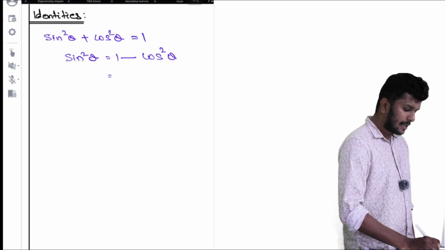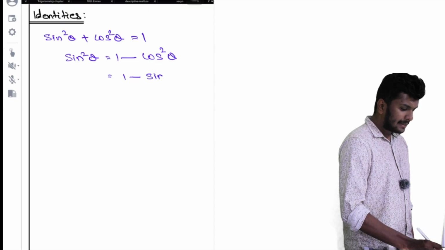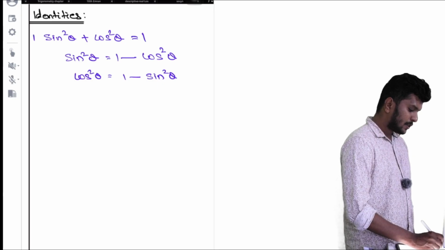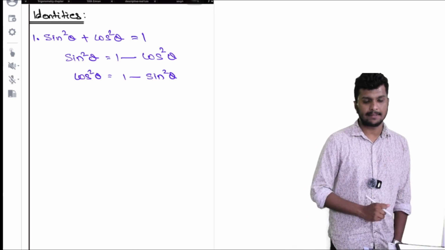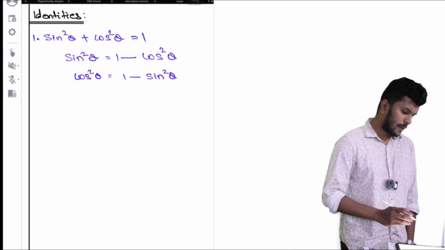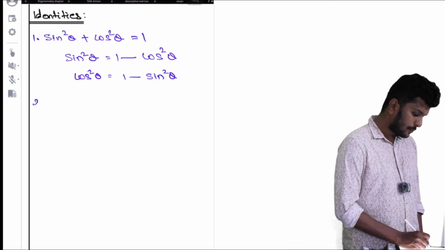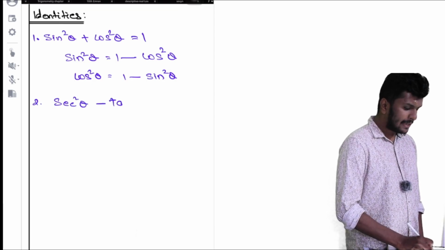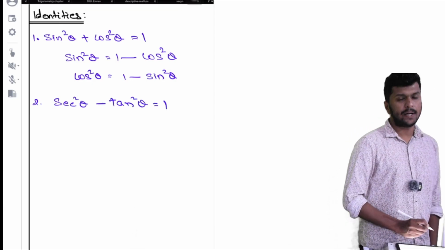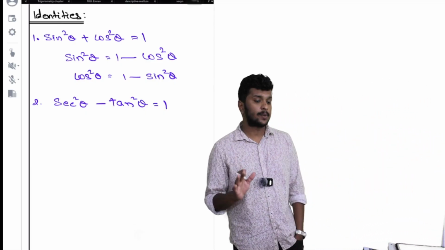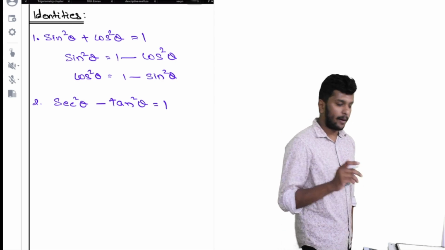So that implies 1 minus sine square theta, left side cos square theta remains as it is. So this is your first main identity. Now the second identity you will have to learn is sec square theta minus tan square theta equals 1. Very important. Sec square theta minus tan square theta, you will get it as 1.